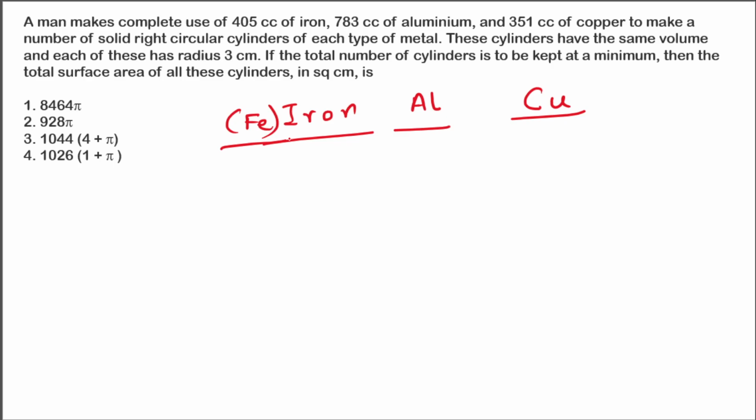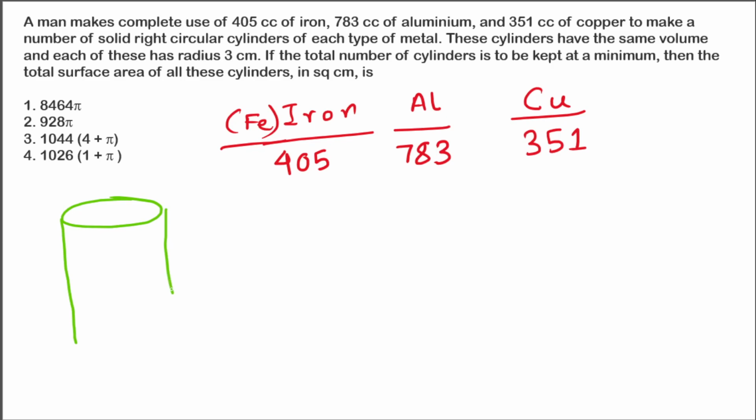It doesn't matter. First of all, this is 405 cc. This is 783 cc. And this is 351 cc that is available. Now we are making cylindrical shapes out of them, solid cylindrical shapes. Now let me show you a cylindrical shape, a circular cylinder. Okay, so this is a cylindrical shape. This we are making out of this amount of metal.